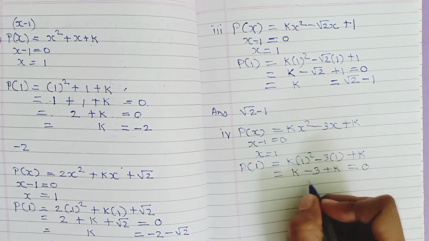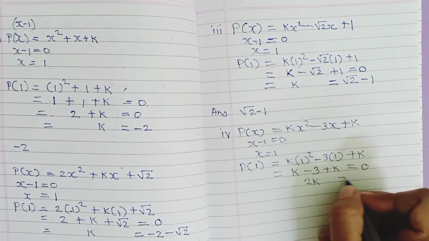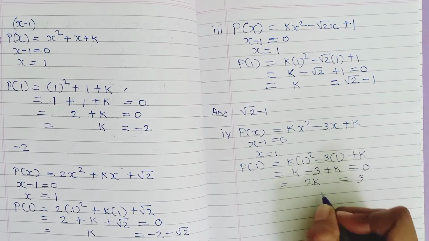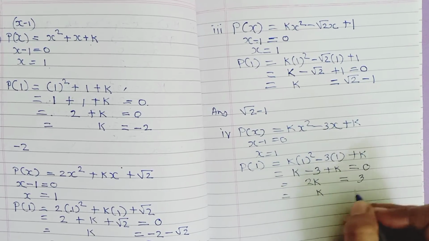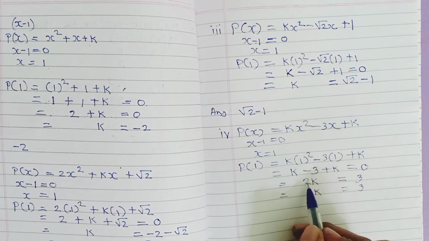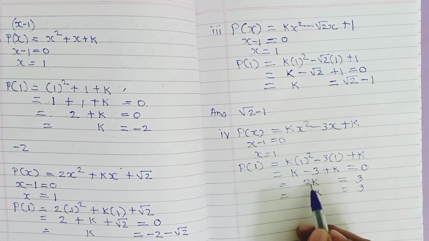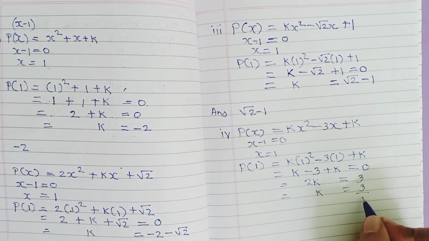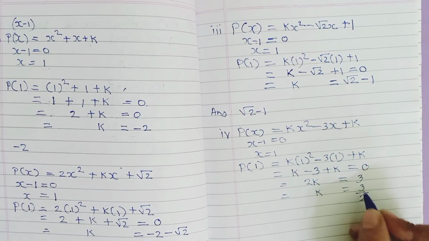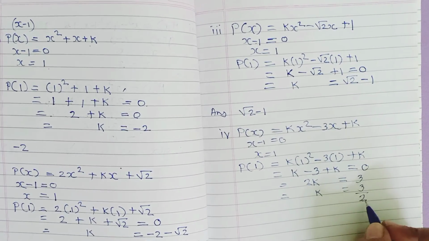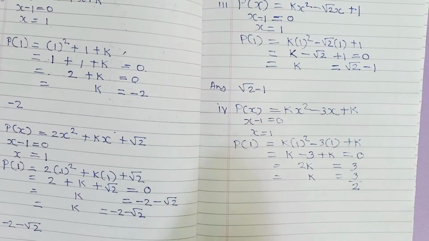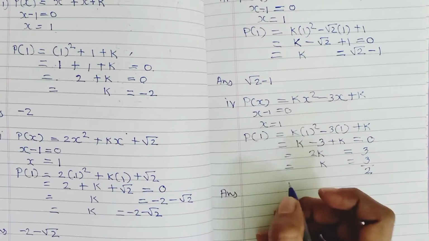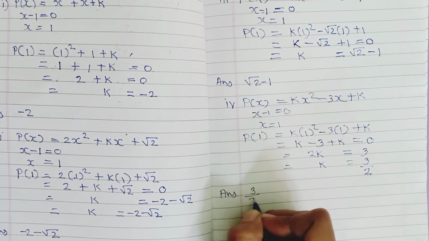Now k plus k will be 2k, is equal to this minus 3. When it goes to the other side it is plus 3. Again, when I keep the k here, I am keeping the 3 here, because this 2 with k is in multiplication position. So when it goes to the other side it will be in division position. So 3 by 2. So this is the answer for k also. So the answer we can write as 3 by 2.